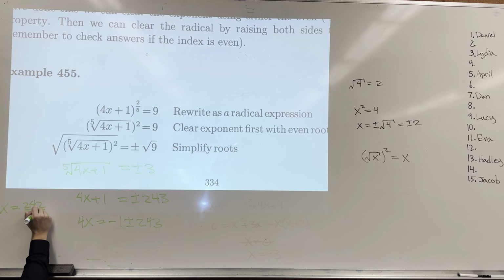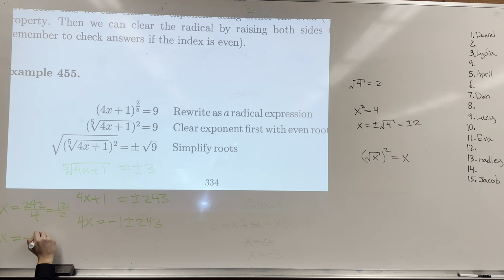242 over 4, which is the same thing as 121 over 2. That's one answer. Our other answer comes from when we take the negative. So we get 4x is equal to negative 244, which gives us x is equal to negative 64.